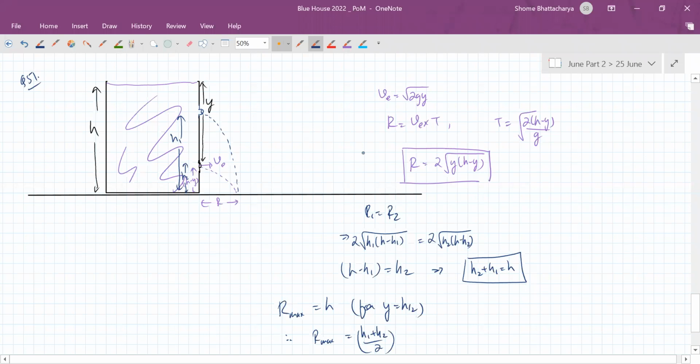So now if we cut a hole such that its height is at a position where we're getting the maximum possible range, its height should be at h by 2. So in terms of h1 and h2, that becomes (h1 plus h2) by 2.